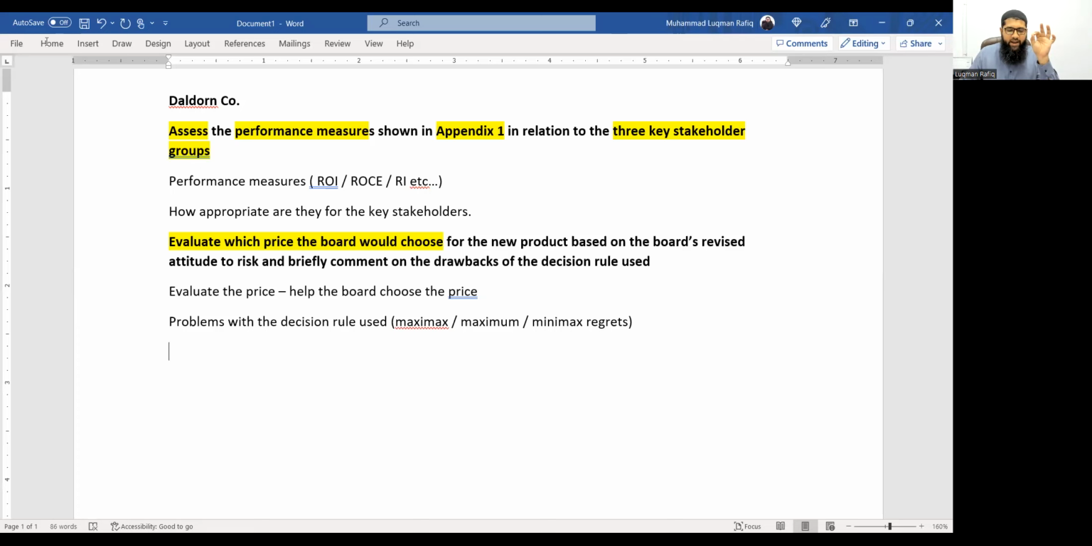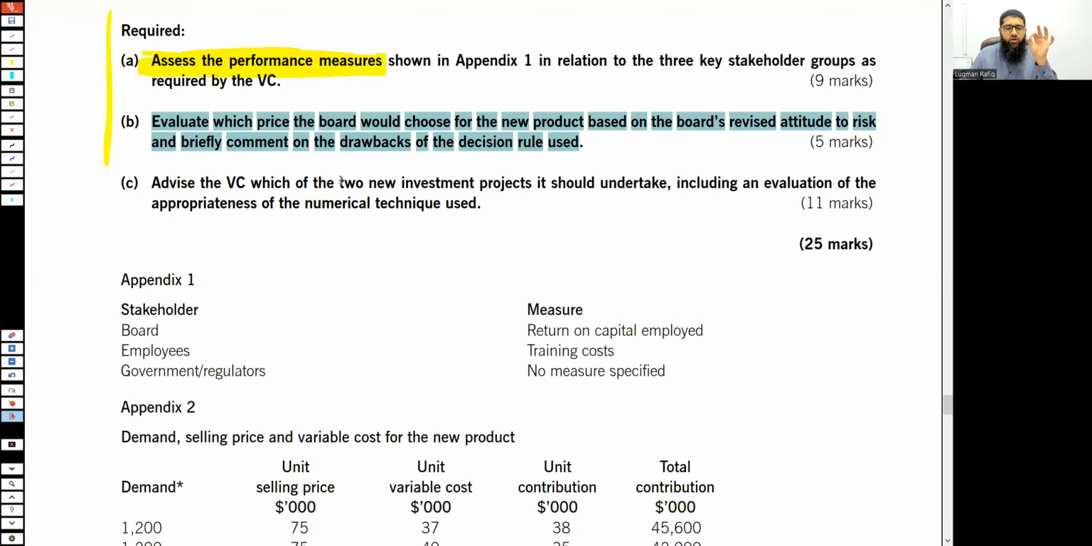Lastly, it says advise the VC which of the two new investment projects it should undertake, including an evaluation of the numerical technique used. Now, obviously, nowadays it is going to be a 20-mark question with 5 professional marks, so 25 marks are going to be broken up like this.